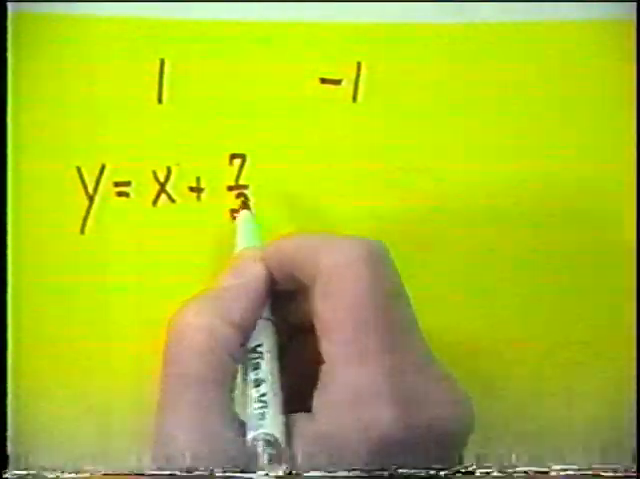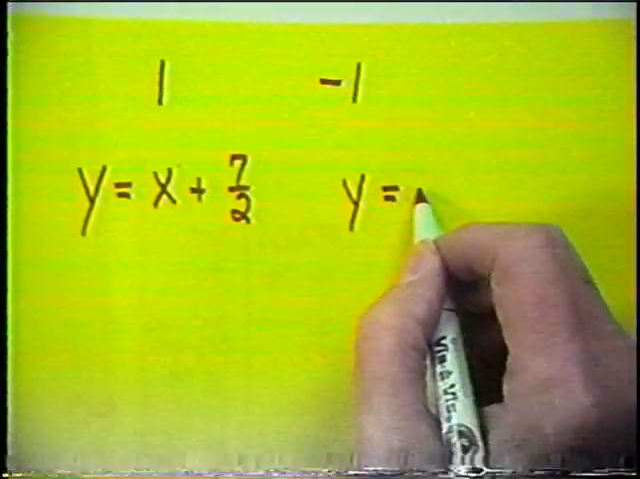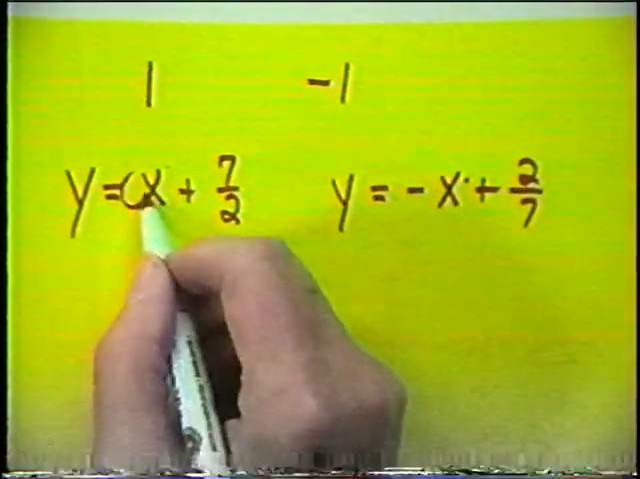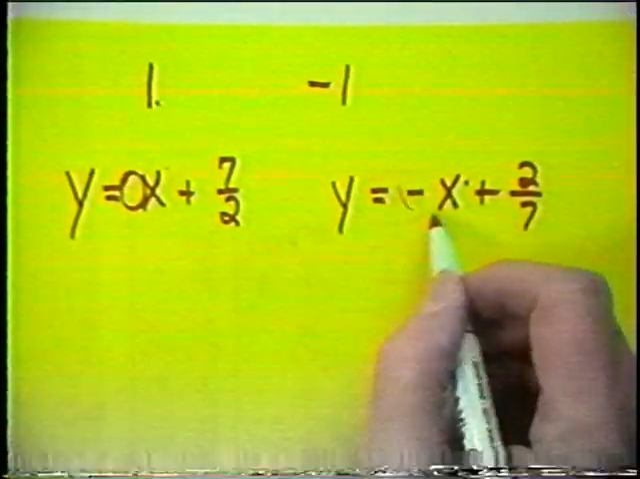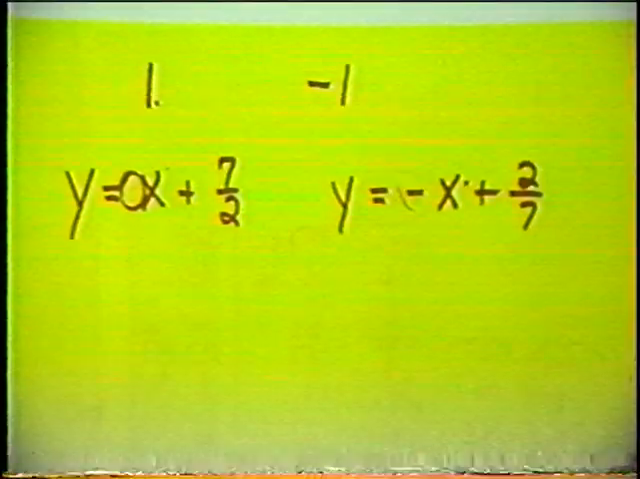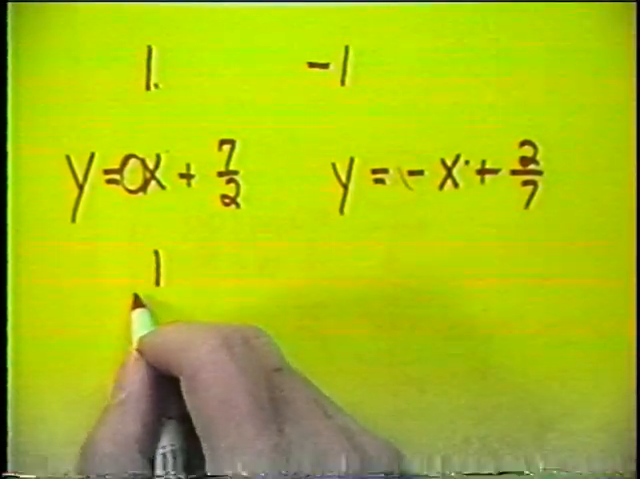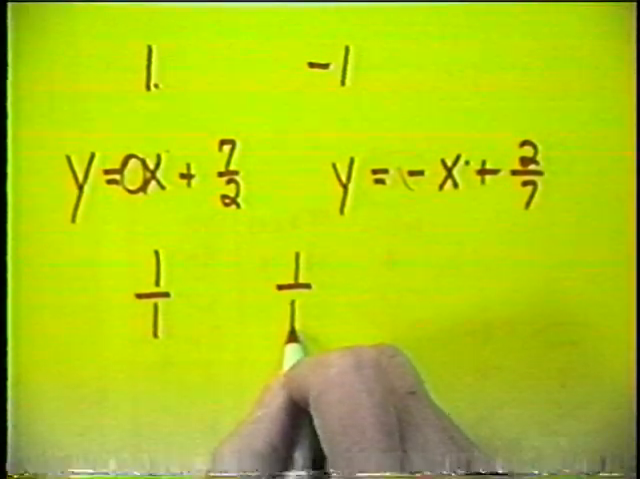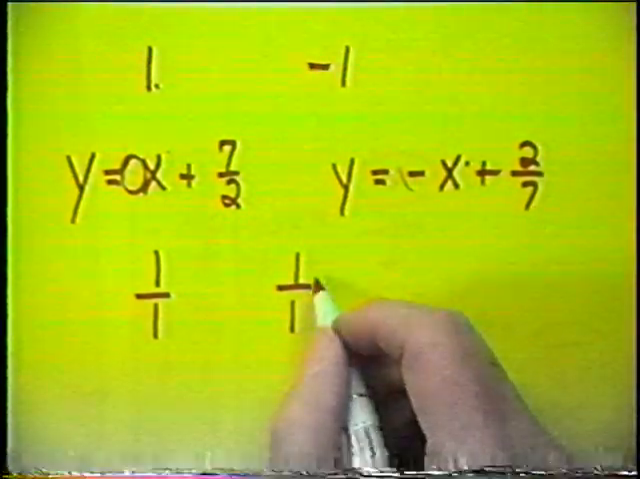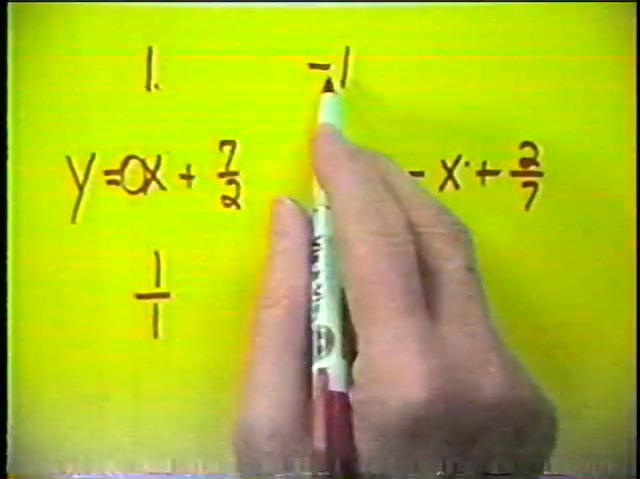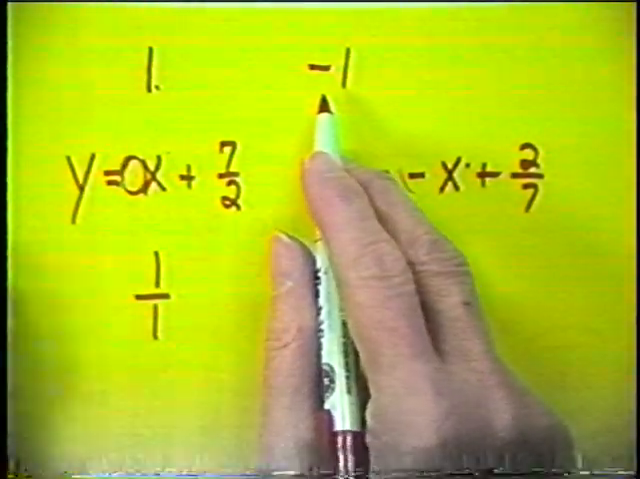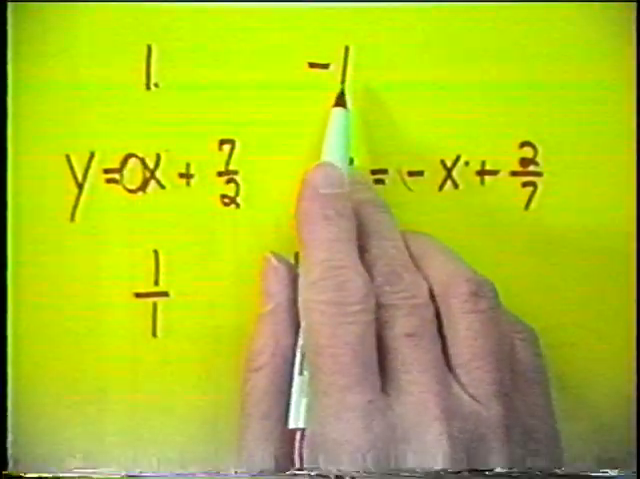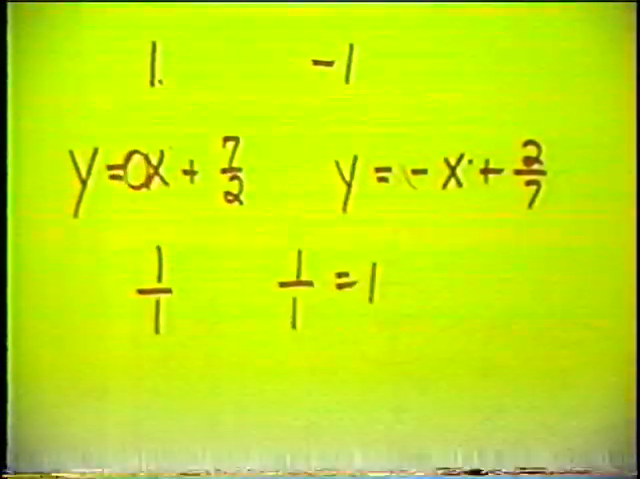Well, this is the first one, and this is the second one. They already have it in slope-intercept form, so all I have to do is read the slope. The slope of this one is 1. The slope of this one is negative 1. To make 1 a fraction, it's 1 over 1, and the reciprocal of 1 over 1 is 1 over 1. So the reciprocal is actually 1, and they have to have opposite signs. When it says the negative reciprocal, if this one's negative, this one has to be positive. If this one's positive, this one has to be negative.